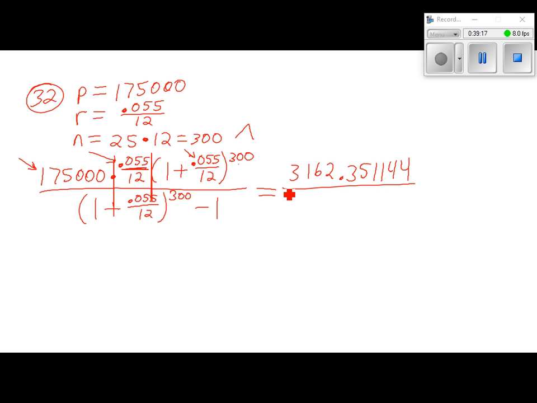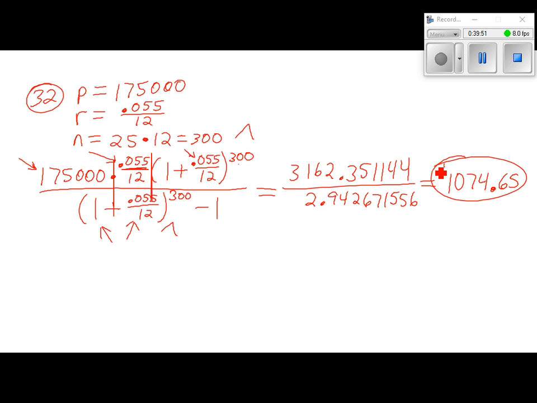And then on the bottom, you're going to do the same thing. You're going to type in this first, then +1, then the little caret button to 300, hit equals, and then subtract 1, and it gives you something like 2.942671556, and then you're going to divide those two. And when you divide them, it comes out to something about $1,074.65. That's our first answer. That's your monthly payment.